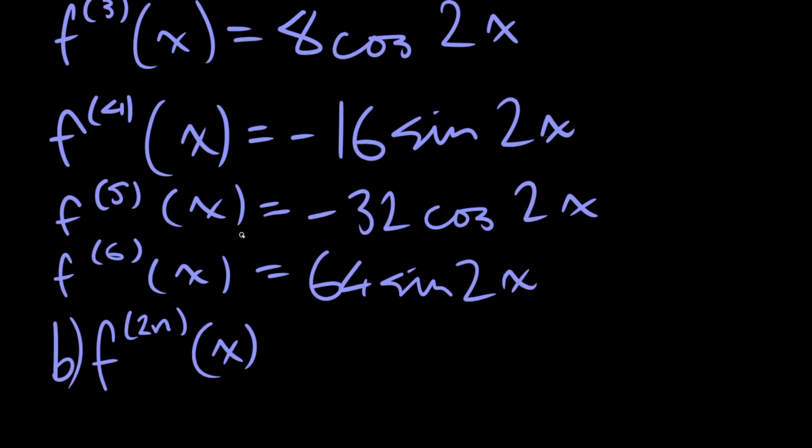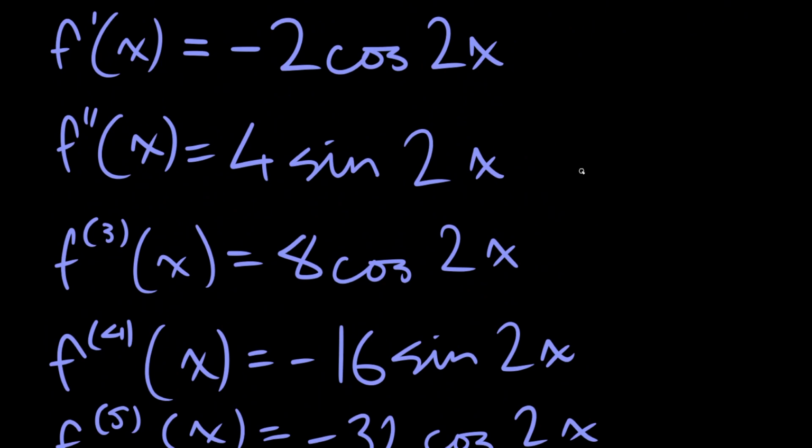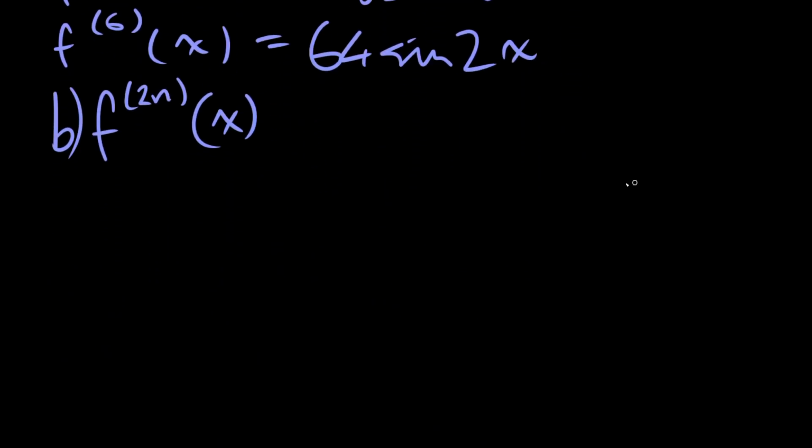But since they're asking for the second derivative, if we look at every other derivative, that would be the second, the fourth, since n is going to be an integer. The second derivative, it's a multiple of 4. And the fourth derivative, it's a multiple of 4. So rather than having a power of 2 to the power of 2n, like this, we can just write this as 4 to the n.